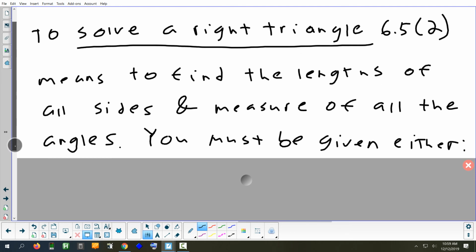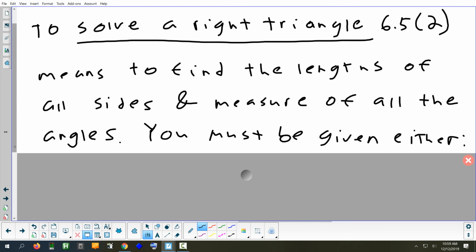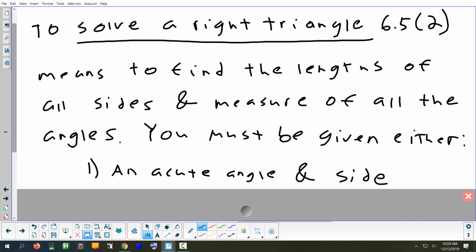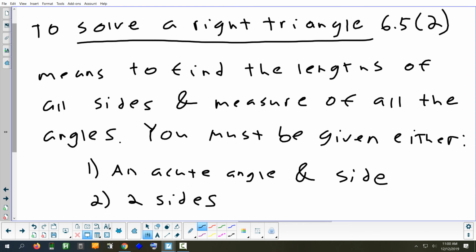And even with that, I can't just draw a right triangle and say solve it. I got to give you a little bit more information. So I need to give you, in addition to having a 90, either the other acute angle and the length of one of the sides, and then have you find everything else. Or I can skip the angles and just give you 2 of the sides. Okay, but as long as I give you one of these situations, that's enough.